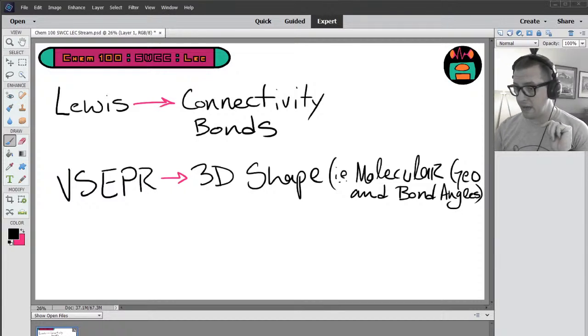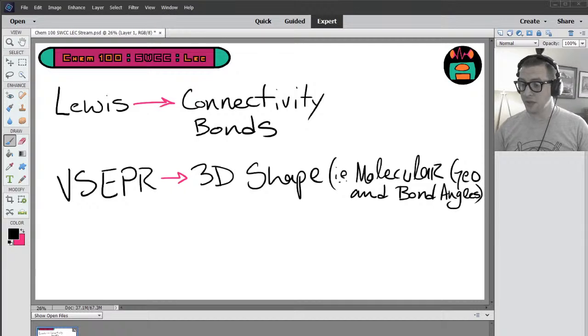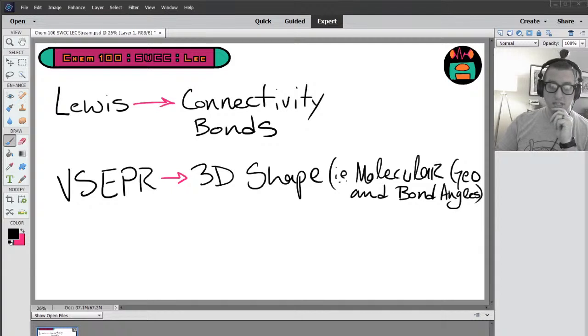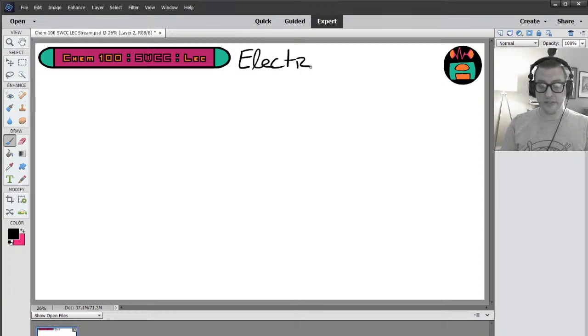So after Lewis theory, after VSEPR theory, we're going to talk about intermolecular forces and the types of intermolecular attraction. And to do that, first we need to talk about a periodic trend known as electronegativity. Before we can talk about intermolecular attraction, we have to talk about electronegativity.